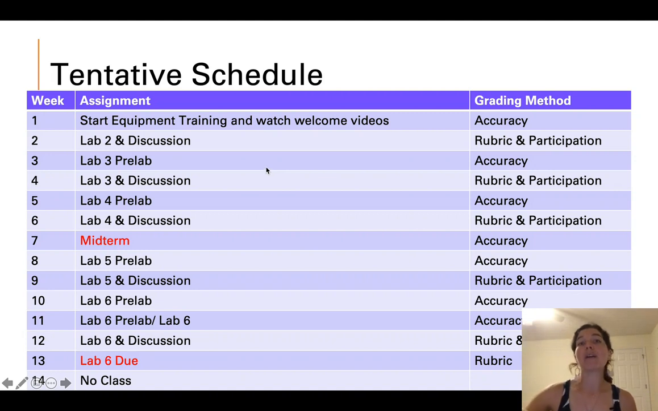The following week, you'll start with a Beyond Labs lab. So you will have a pre-lab in order to get used to the software and how to do it. That pre-lab is going to be graded on accuracy. Then the next week, a normal lab and a discussion, which is a rubric and participation grade. And then these are going to alternate till the end of the semester: pre-lab, lab, and discussion. Pre-lab, lab, and discussion. You also have a midterm in here. This is a tentative schedule, so I'm not sure this is the exact week when it will occur. I will let you know of these dates as soon as I get them up.